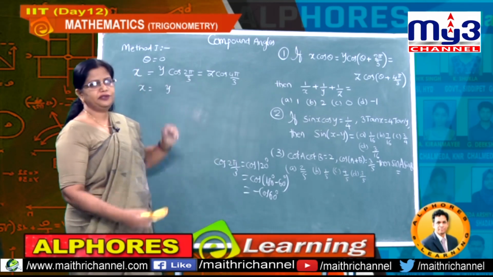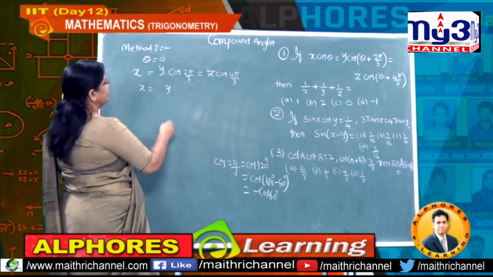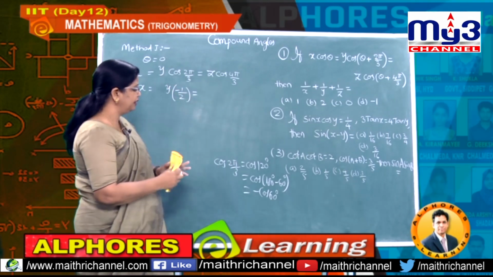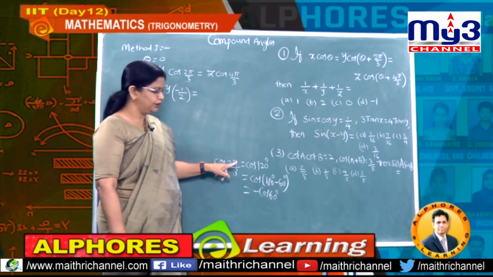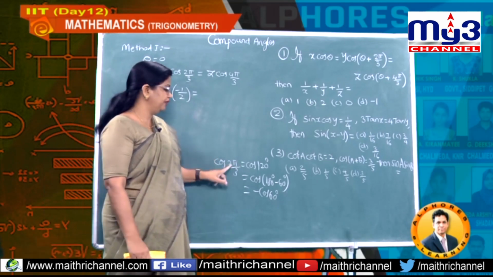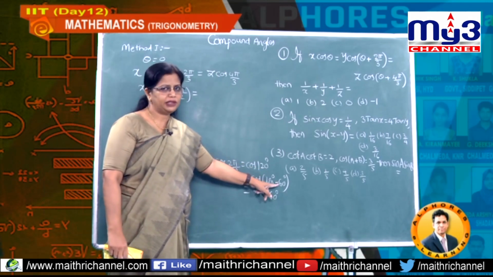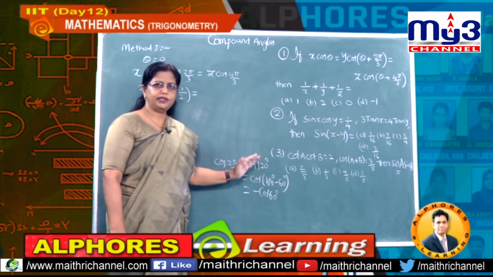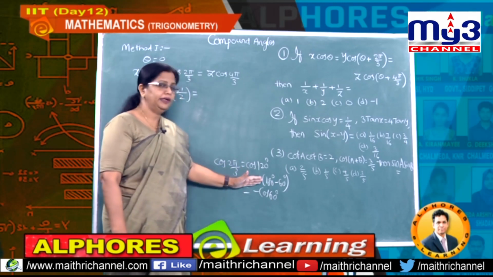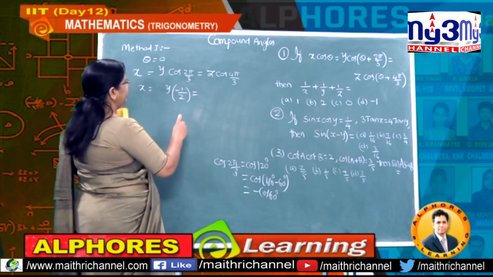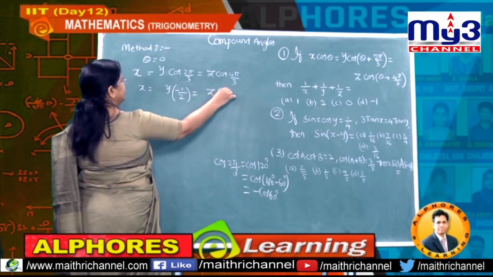So, now cos 2 pi by 3, the value is minus half, and next value, this is cos 4 pi by 3, 4 into pi by 3, 4 into 60 degrees, that is 240. So, 240 means 180 plus 60. 180 plus 60 means it falls in the third quadrant, and in the third quadrant also what is the value? Minus. Therefore, here also you will get minus half.